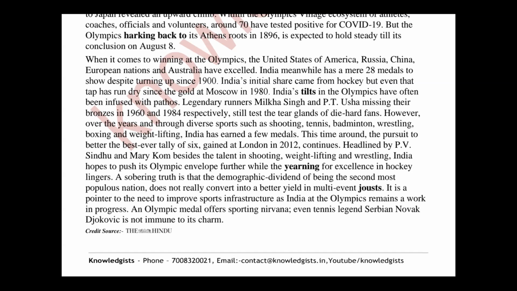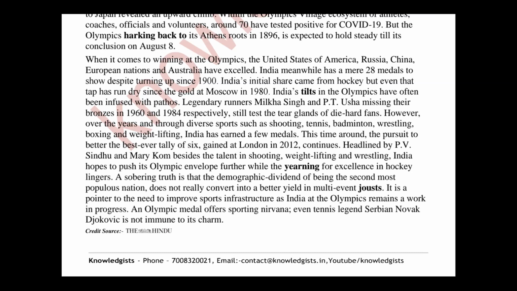This time around, the pursuit to better the best ever tally of six gained at London in 2012 continues. Headlined by PV Sindhu and Mary Kom, besides the talent in shooting, weightlifting, and wrestling, India hopes to push its Olympic envelope further while the yearning for excellence in hockey lingers. So they also desire to win in hockey, and that desire has been lingering.